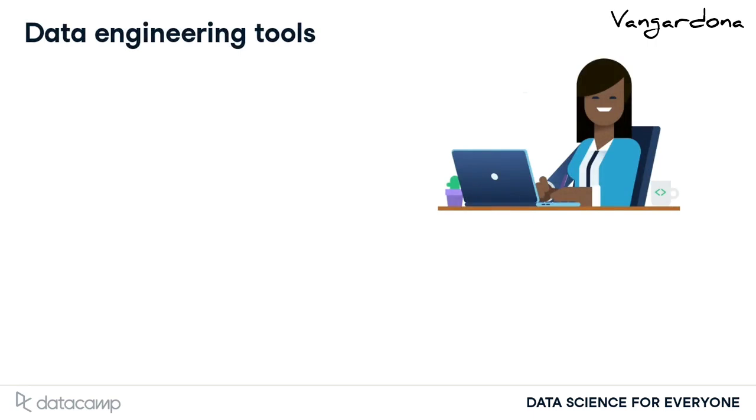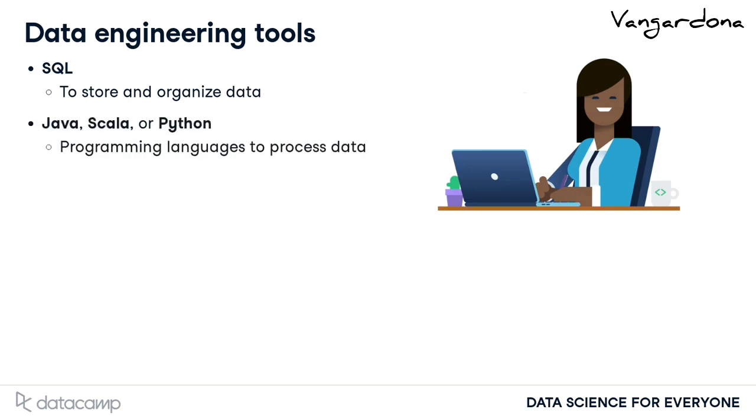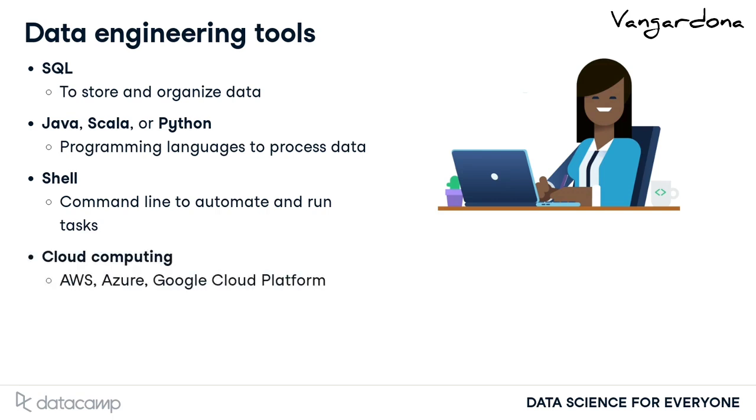Data engineers are proficient in SQL, which they use to store and organize data. They also use one of the following programming languages, like Java, Scala, or Python, to process data. They use Shell on the command line to automate and run tasks. Finally, data engineers, now more than ever, need to be comfortable with cloud computing to ingest and store large amounts of data.